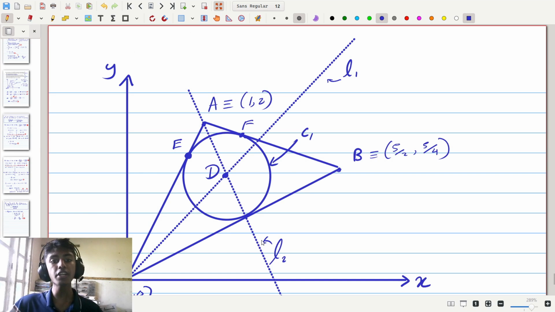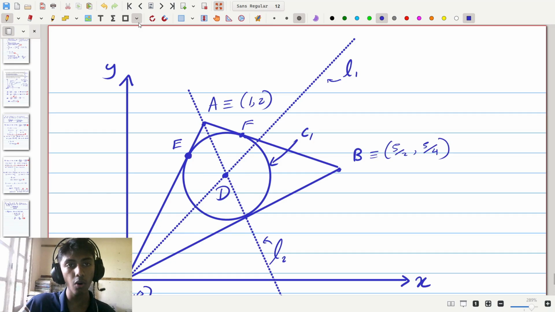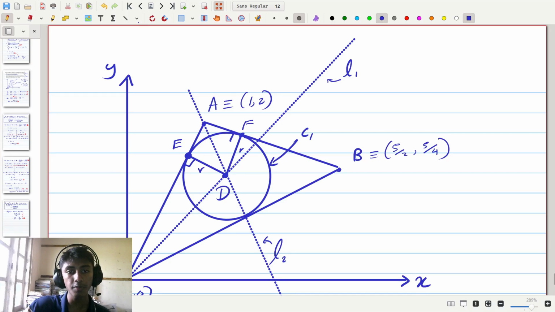Now, if we consider the points E and F, and we consider the lines, which I'm actually going to move this D out of the way, I'm going to move the D here so that I can draw these lines. If we consider the lines ED and FD, these two lines we now know are radii of the circle C1. So therefore, this is a radius, this is a radius, and we also know that since this is tangent, this is perpendicular, and this is perpendicular.